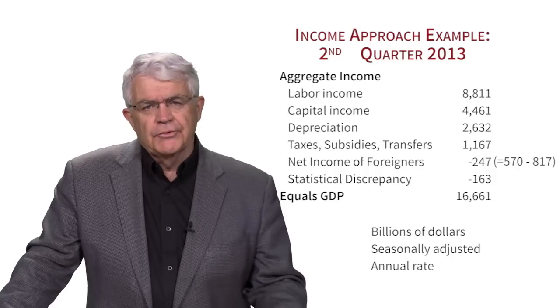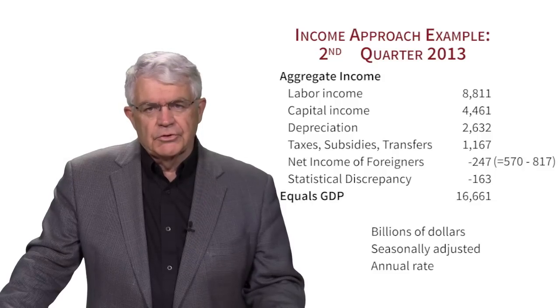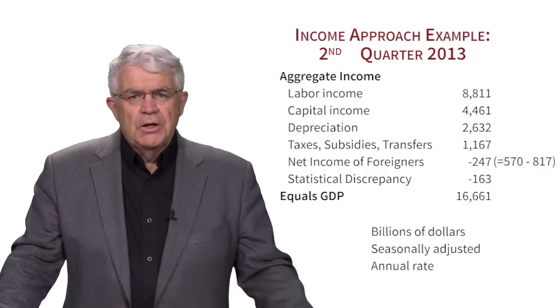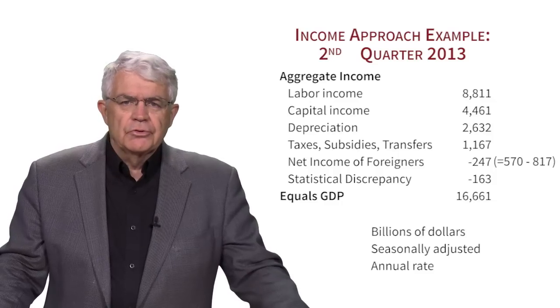And it's similar with transfers. Firms sometimes make charitable donations, and that doesn't represent production, so we have to adjust for transfers as well. When we add up all that stuff together, we get 1.167 trillion, 1,167 billion.